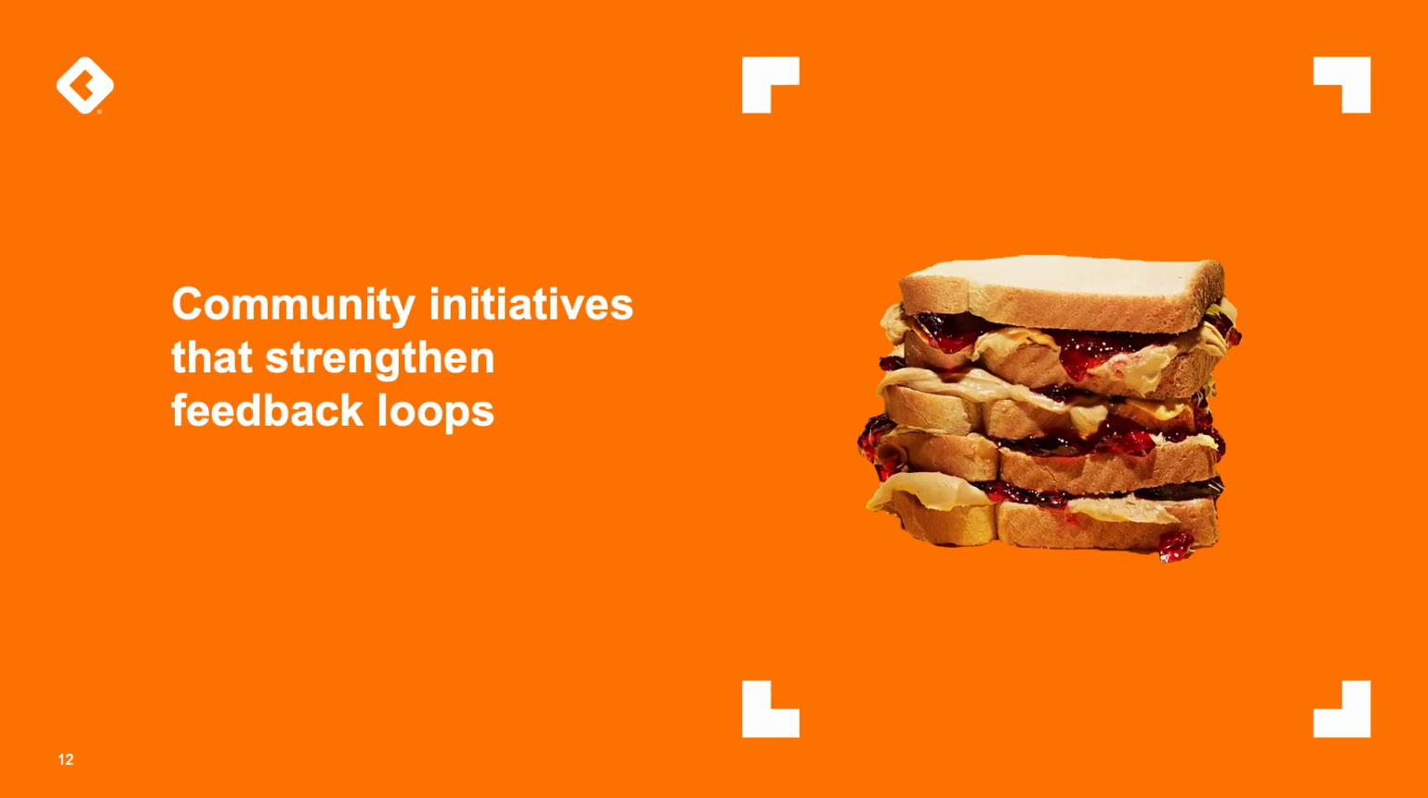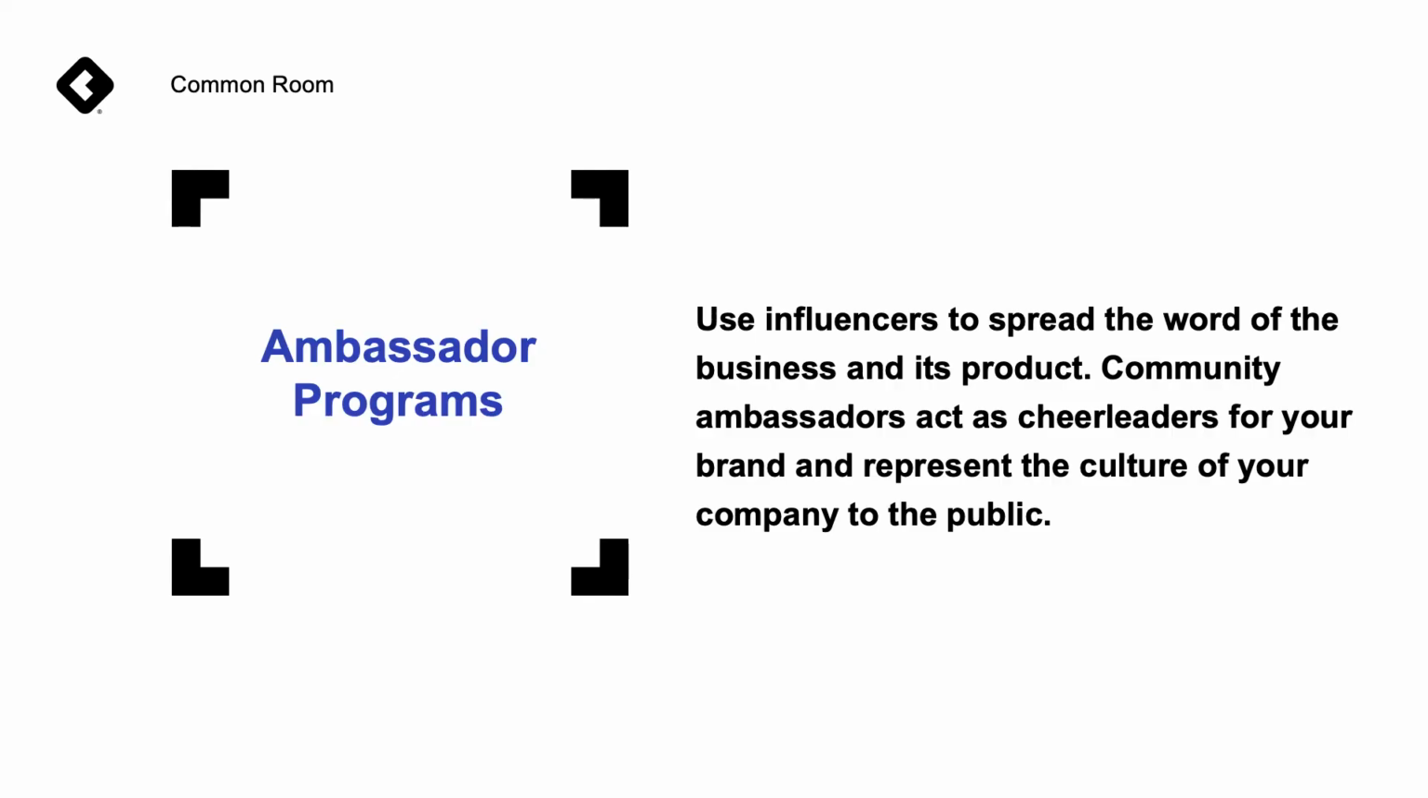So what are some of the ways that we can create community initiatives to strengthen feedback loop? The first one is creating an ambassador program. So you can have influencers or very active community members to help you spread the word to others. So they can also act as cheerleaders for your brand, represent your value to other members as well. It's a very good way to get authentic feedback because it's not just you directly asking your customers. It's another person who's vouching for you, giving testimonials, and also collecting this feedback directly from other people.